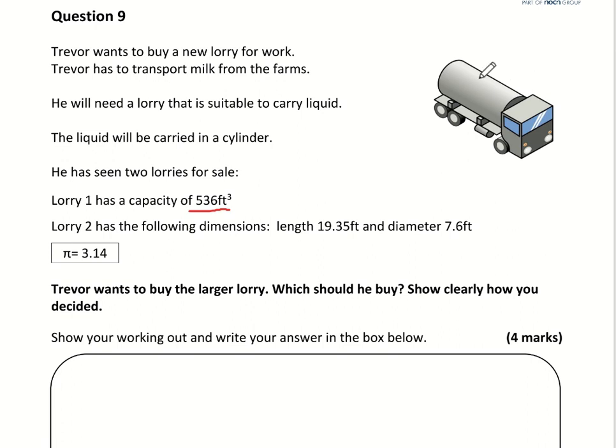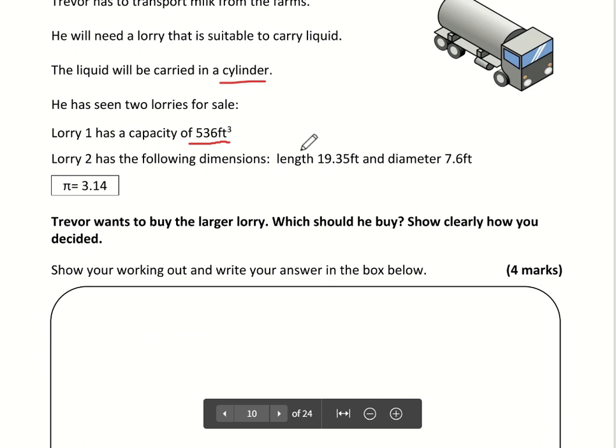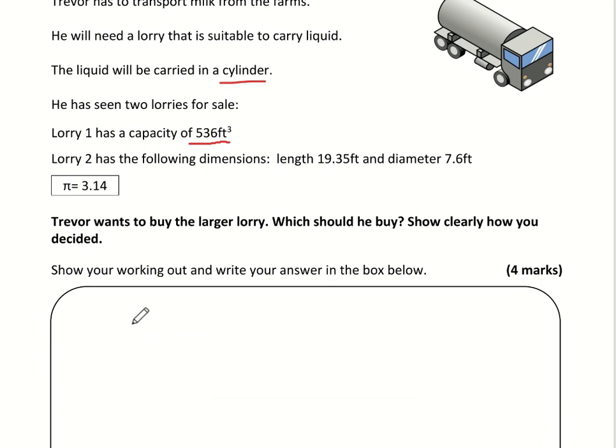So we can see from the picture that it's a cylinder, and we know it's a cylinder because you've got a length and a diameter. Also, it does say it's a cylinder, which helps. Okay, now the formula for the volume of a cylinder is like any other prism, any other sort of 3D shape with a constant cross section.